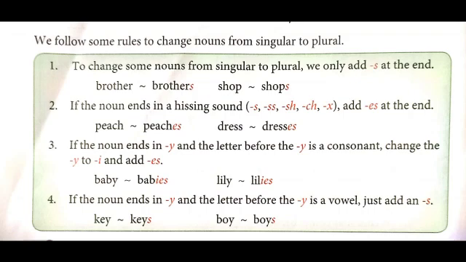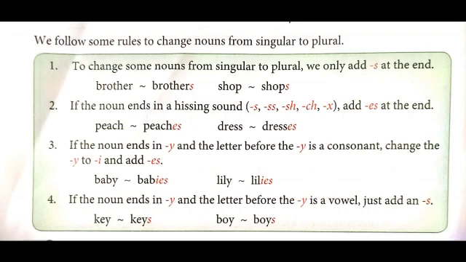The fourth type is just opposite to the third one. In the fourth type, we will identify the vowel. Check the last letter. Then find out the letter before it. If the letter before is a vowel, just add an S at the end. For example, key. When it changes to plural form, key becomes keys.